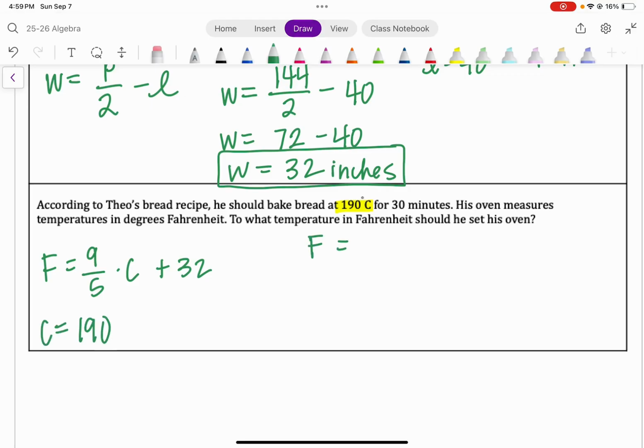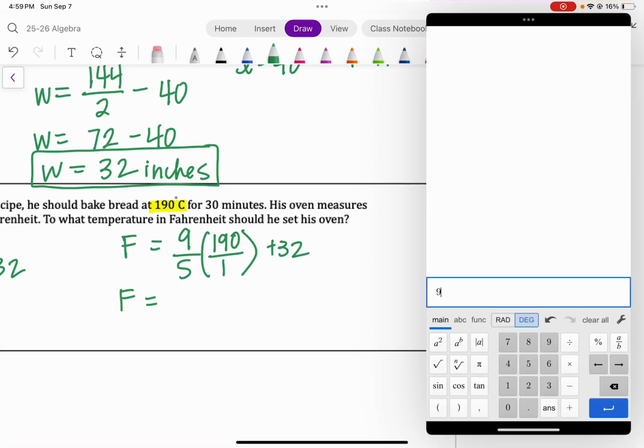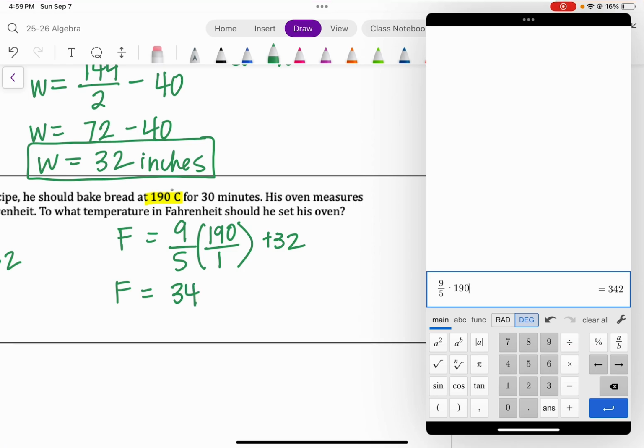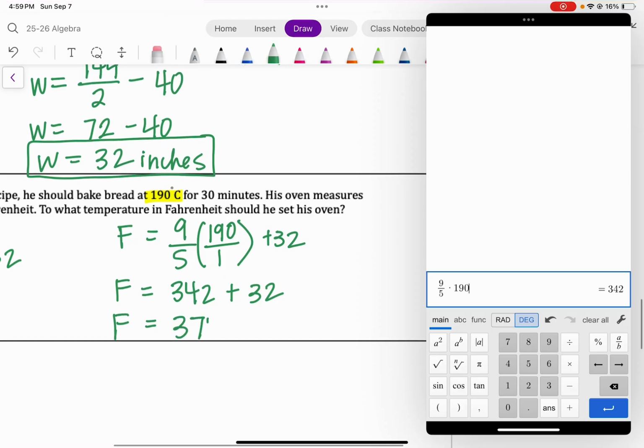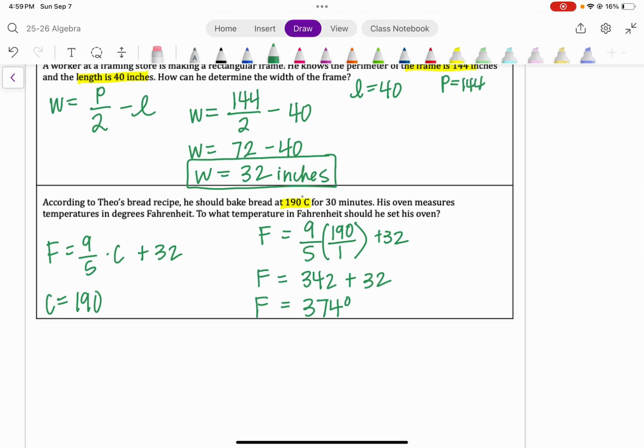So F equals 9/5, and instead of C, I'm going to put 190. I'm just going to make it over 1 plus 32. And I'm going to pull up my calculator and multiply 9/5 by 190. And that's going to give me 342. And I have to add 32 to that. So the Fahrenheit temperature is 374 degrees. So that is the conversion.